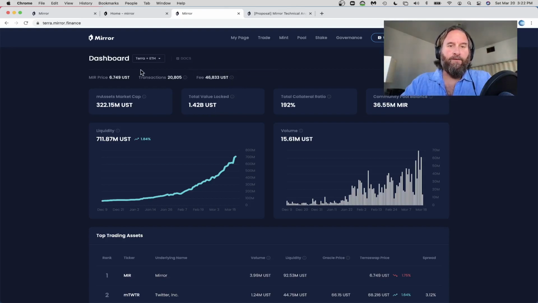These are just the last 24 hours. We got the current price of Mirror, $6.70. I bought a lot of this at 95 cents. I got an airdrop. I'm not like a Mirror whale or anything, but I got a pretty big airdrop, and then I probably quintupled my position since then because I believe in these protocols that Terra is building, and I'm just so happy that I get to participate and to invest in them. It's just amazing.